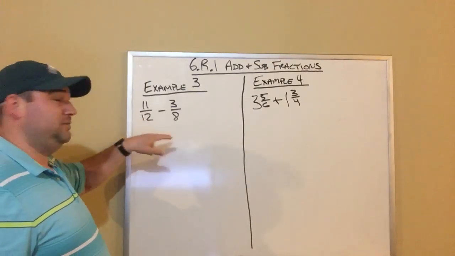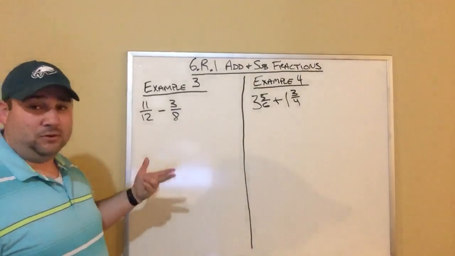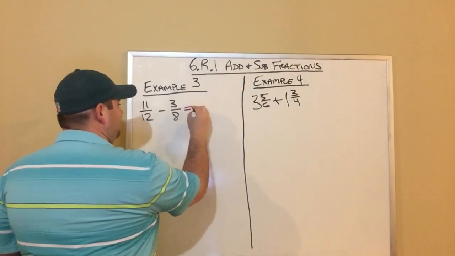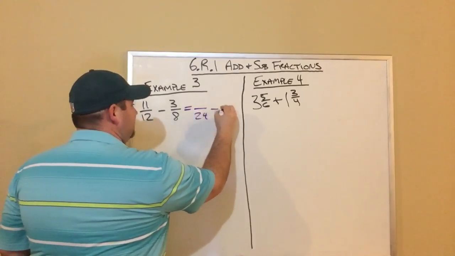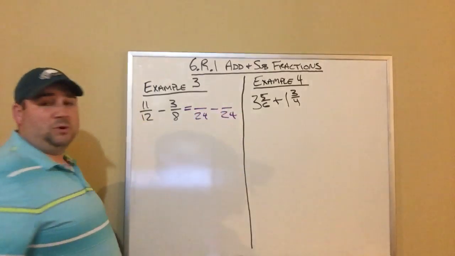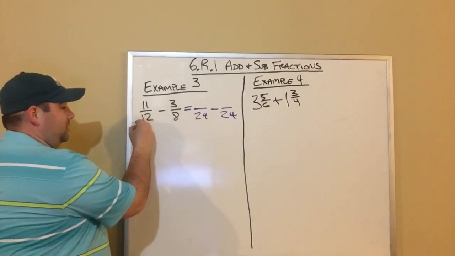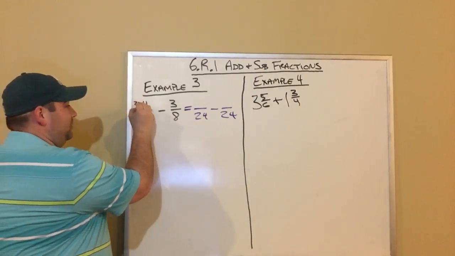So for example, 12, 8 doesn't go into 12. 12, then 24, oh, 8 goes into 24. There we go, we've got it. So we are going to rewrite this problem with denominators of 24. So what I'm going to do is take my first fraction, 11/12. 12 times what gives me 24? It's 2. So I'm going to multiply both of these numbers by 2.